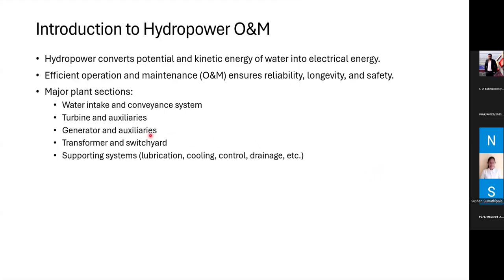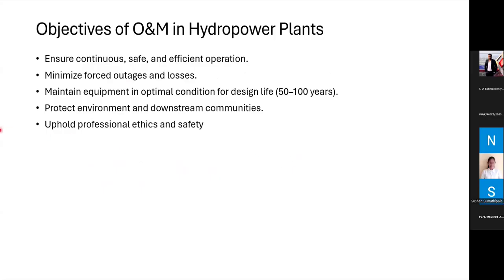When we talk about hydropower O&M, hydropower converts potential and kinetic energy of water into electrical energy, and efficient operation and maintenance ensures reliability, longevity, and safety of the power plant. As I explained, there are mainly a few sections in the hydropower scheme: water intake and conveyance, turbine and auxiliaries, generator and auxiliaries, transformer and the switchyard, and other supporting systems like lubrication, cooling, control, and drainage systems in the hydropower station.